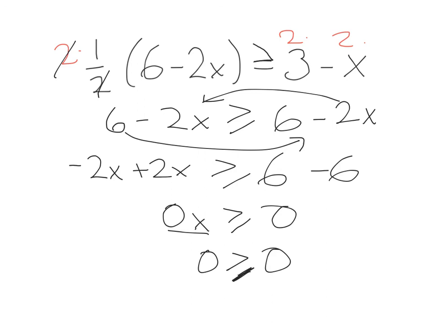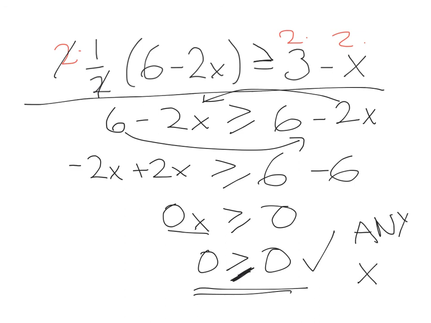Which, because that equal sign is in there, is a true statement. 0 is greater than or equal to 0. It's equal to 0. So this is a situation where any x would have satisfied the original equation, but because there was that 0 in front of the x, we know again that that original equation was not linear.